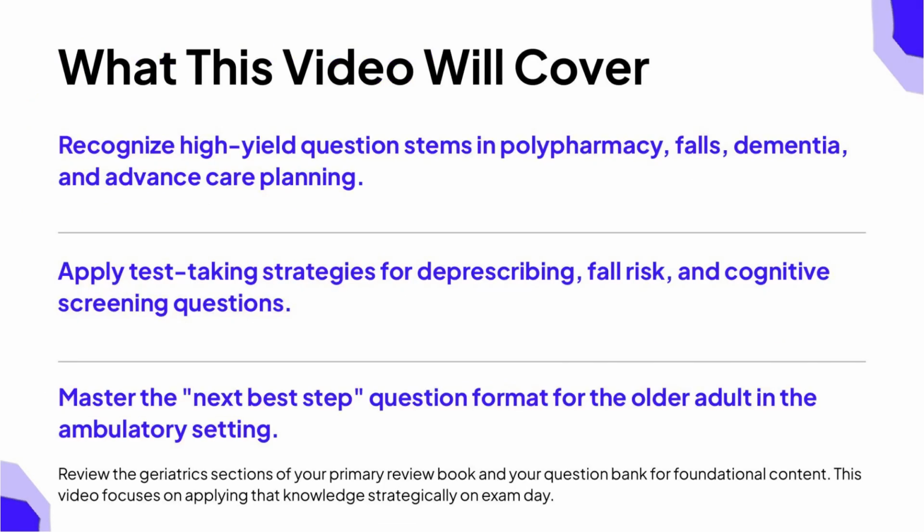First, we will learn how to recognize the high-yield question stems that show up again and again in polypharmacy, falls, dementia, and advance care planning. Second, we will apply specific test-taking strategies for deprescribing, fall risk, and cognitive screening questions. And third, we will master the next best step question format as it applies to the older adult in the ambulatory setting. This video assumes you already have some baseline knowledge from your review resources, so our job here is to sharpen the way you attack these questions on exam day.